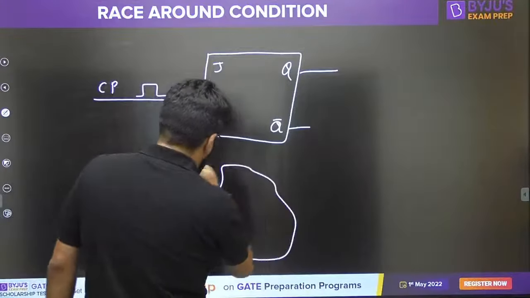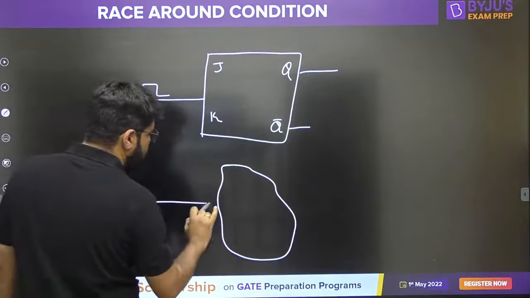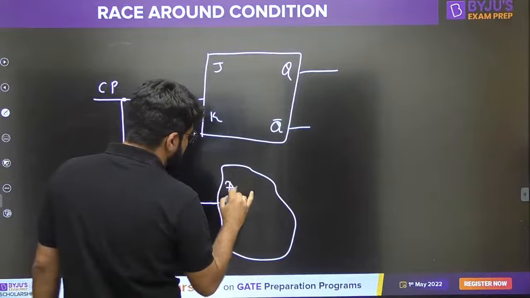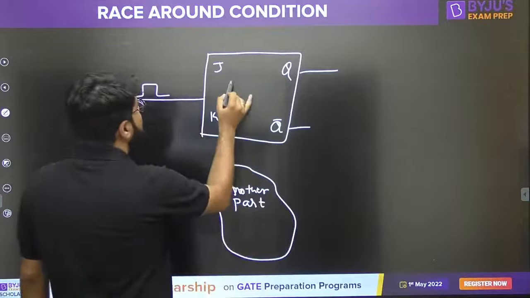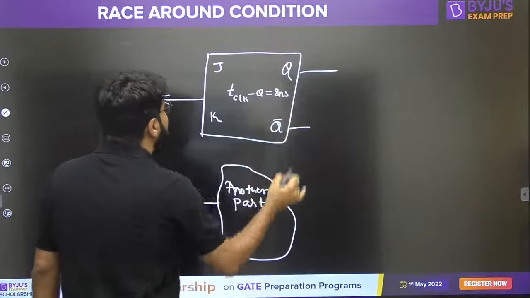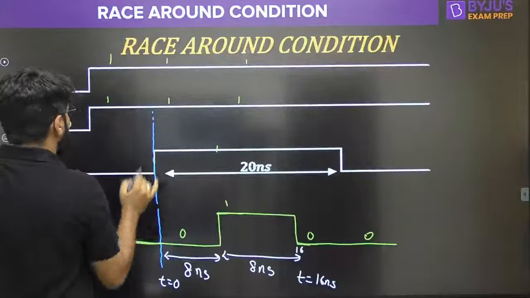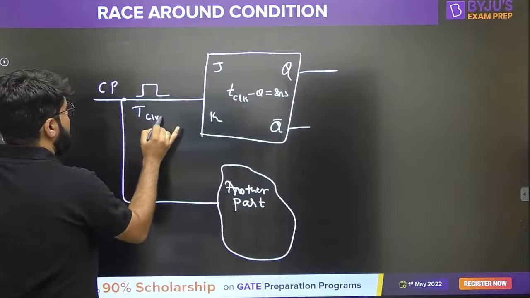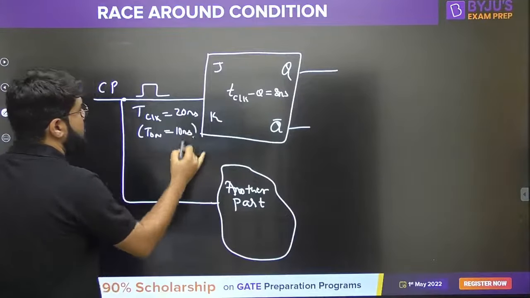So there is another part of the circuit that also uses the same clock. Suppose the clock-to-Q propagation delay for this flip-flop was 8 nanoseconds, and according to that you think the clock time period should be 20 nanoseconds, so that the on period is only 10 nanoseconds.